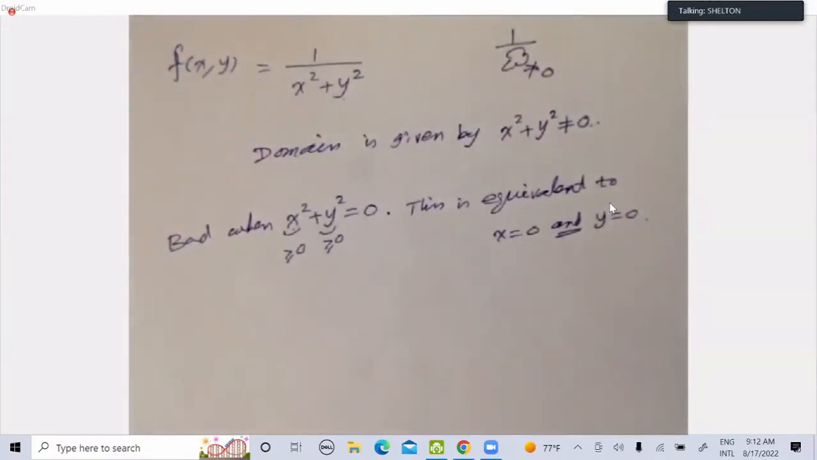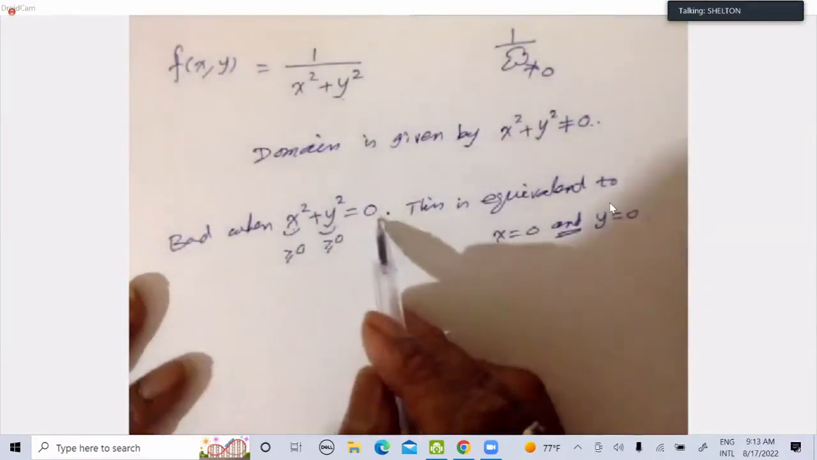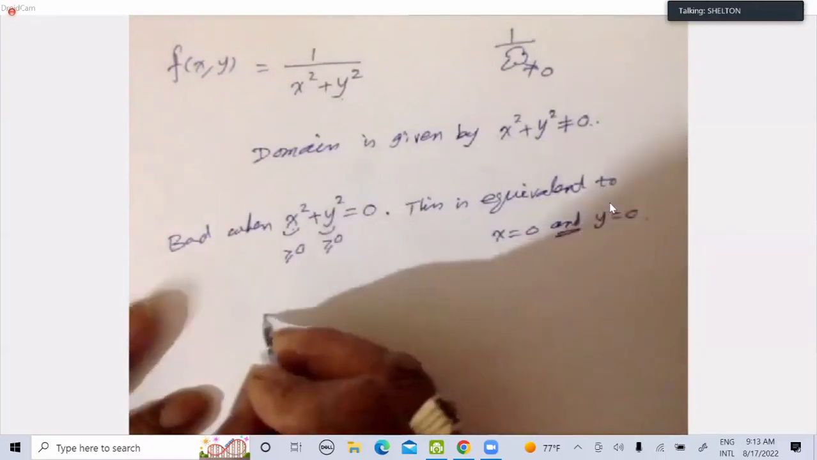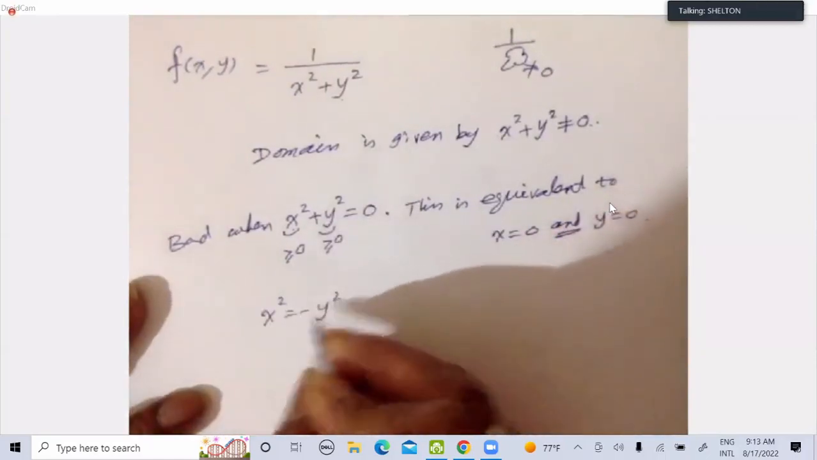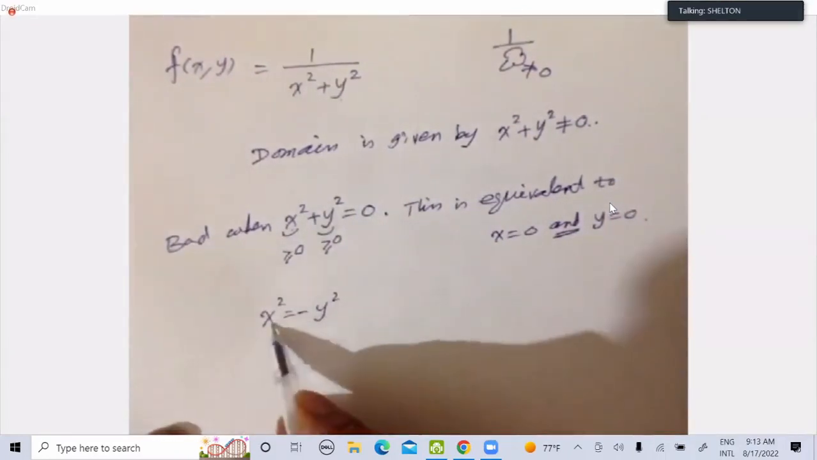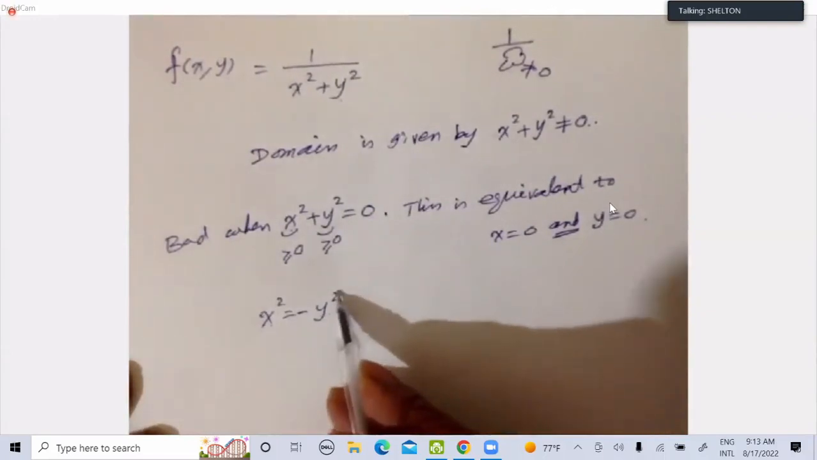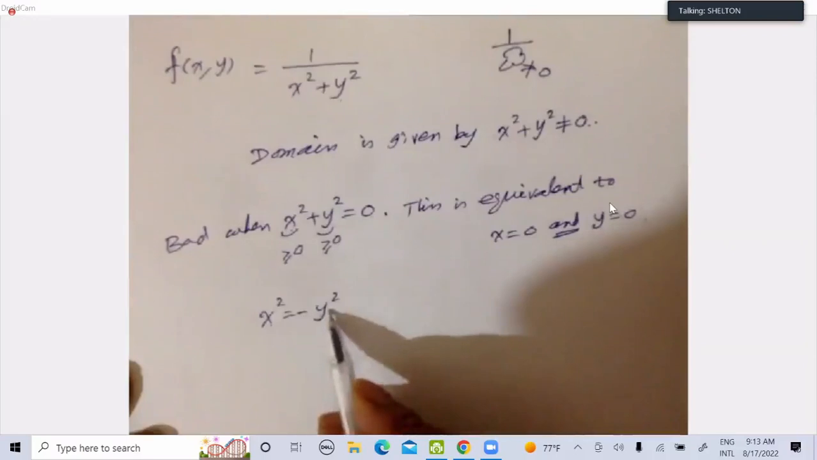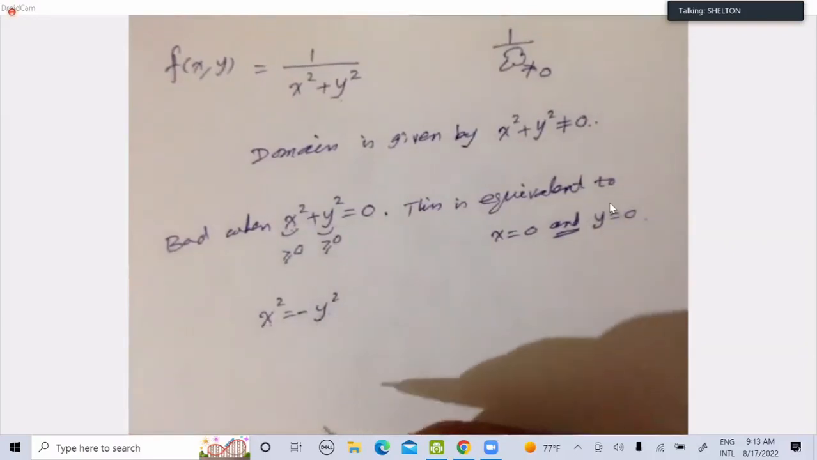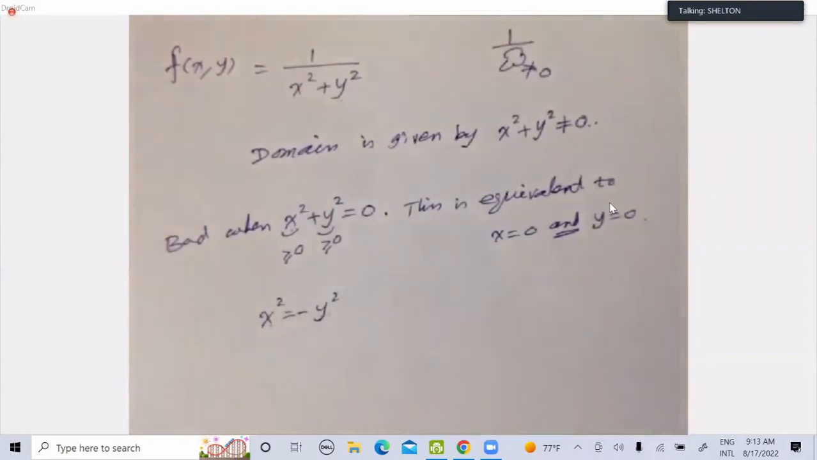X is equal to 0 and y is equal to 0. Understand? Another way to say that is x squared, put this to the other side, it will become minus y squared. If x squared equals minus y squared, we know if y is non-zero, x squared would be negative. Y squared is greater than or equal to 0. If y is non-zero, this is negative. If x squared is negative, x is not real. So y has to be 0. If y is equal to 0, x squared is 0. Therefore, x has to be 0.